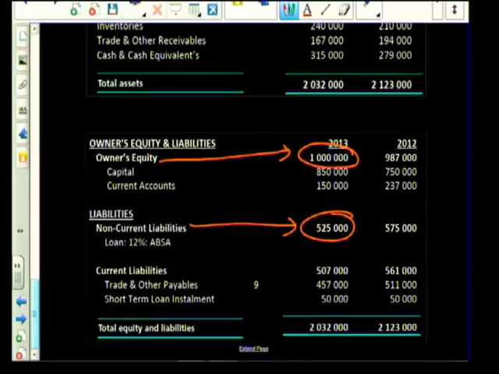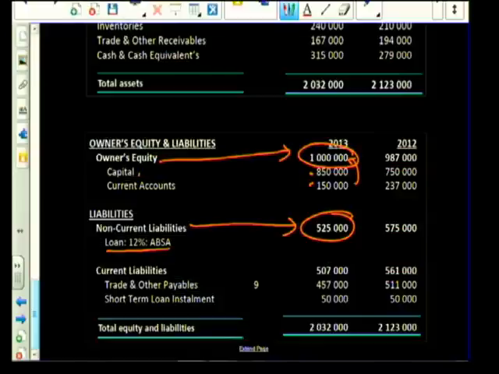So we don't have to calculate the sum of the capital and current accounts, although you should be able to see that if you add this 850 plus this 150, it gives you the total owner's equity at the top. And the question's also given us the non-current liabilities, which is made up of this loan at 12% from ABSA. They come to 525,000. Make sure you remember what is meant by a non-current liability. Remember, that is something that we're paying off over a long period of time. So this 525,000 rand needs to be paid off for a period of longer than a year. So the figure on the left is our non-current liabilities, 525,000. The figure on our right is 1 million.